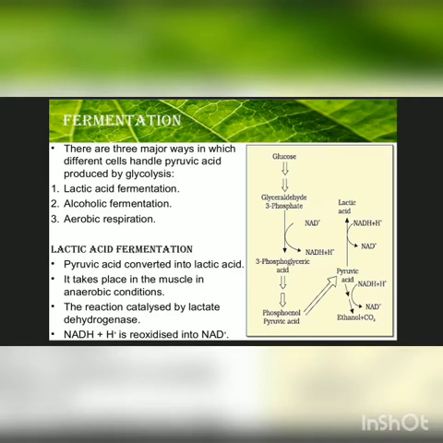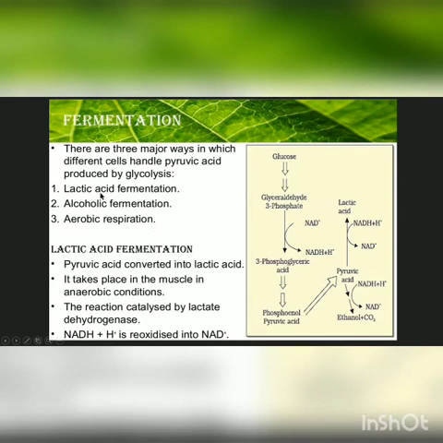It means what happens to this pyruvic acid which is formed after glycolysis. So there are three major ways in which different cells handle pyruvic acid produced by glycolysis. So after glycolysis, this pyruvic acid enters the further process through three ways. So what are these three processes? These three processes are lactic acid fermentation, alcoholic fermentation, and the third is aerobic respiration.